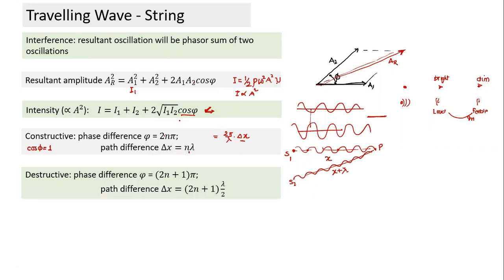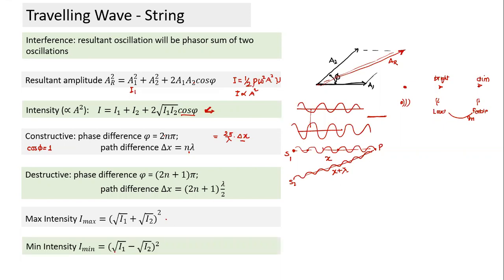And what is destructive interference? When cos phi is equal to -1. In the case of -1, we arrive at a similar expression for destructive interference. We substitute -1. What is the maximum intensity? When cos phi is equal to 1 and we substitute 1, this expression is nothing but root of I1 plus root of I2, whole square. That's the maximum intensity. Similarly, what is the minimum intensity? We substitute cos phi equal to -1, and the minimum intensity becomes root of I1 minus root of I2, whole square. So the plus sign gives maximum intensity and the negative sign gives minimum intensity.